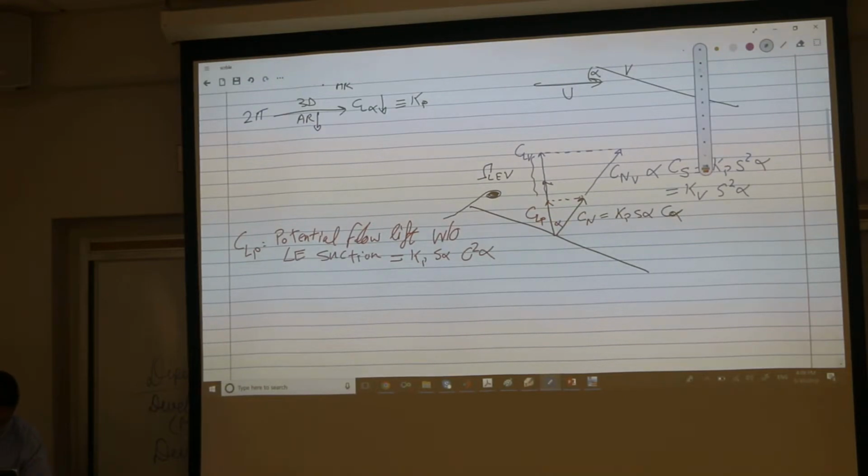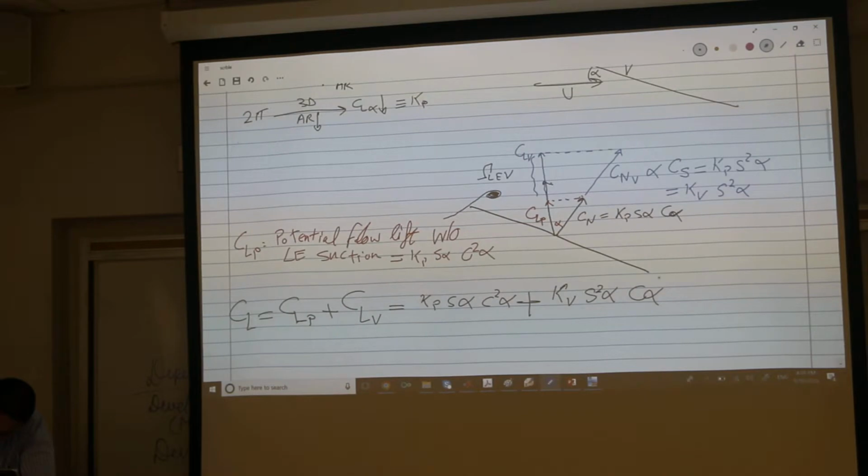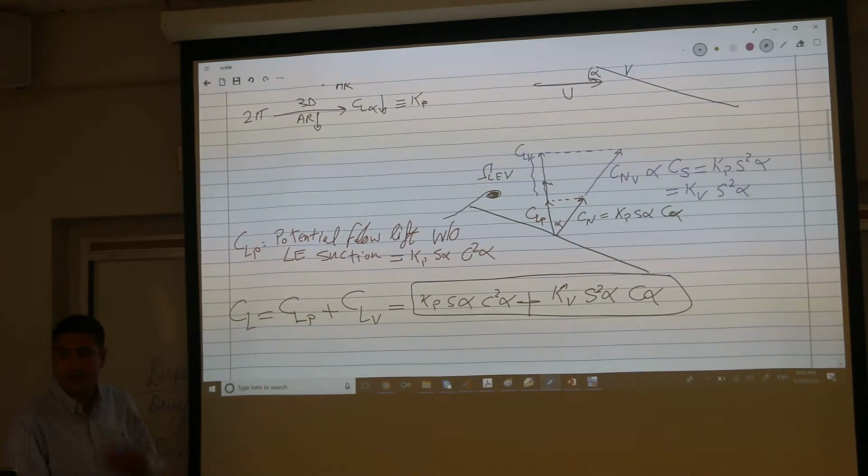So the total lift now, which is CLP, potential flow, plus vortex lift, is simply this guy, cosine squared, plus another constant, because we don't know it, it's proportionality, sine squared cosine alpha, right? Where Kp and Kv are strong functions of the aspect ratio. This is what Polhamus did. And it works pretty well up to 20-25 degrees angles of attack, which was of interest to aeronautical engineering back then and even nowadays. It's very famous and useful.